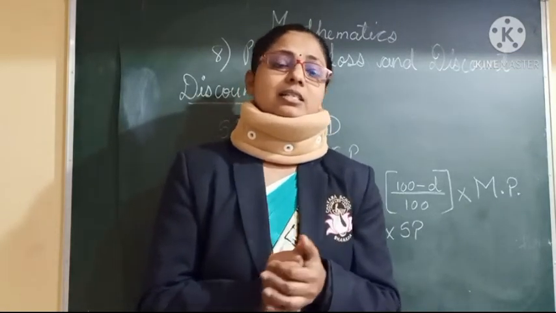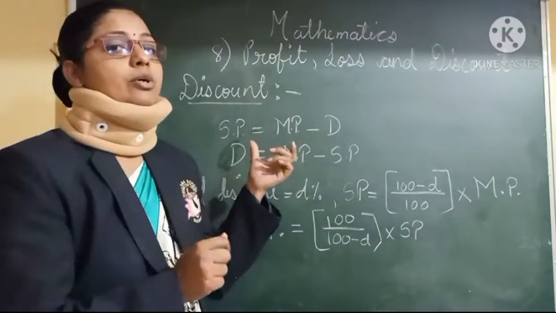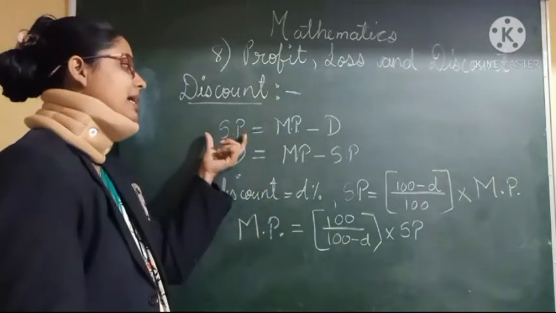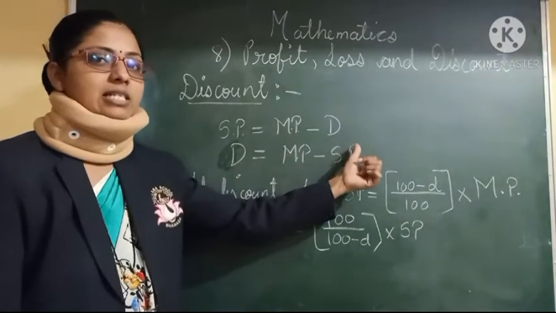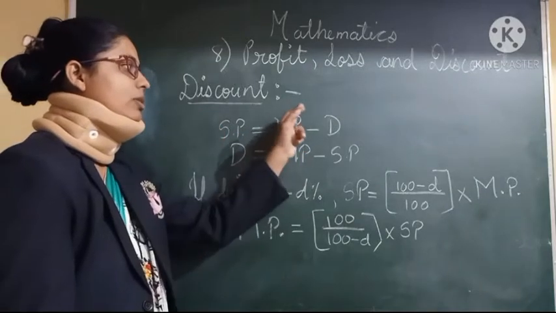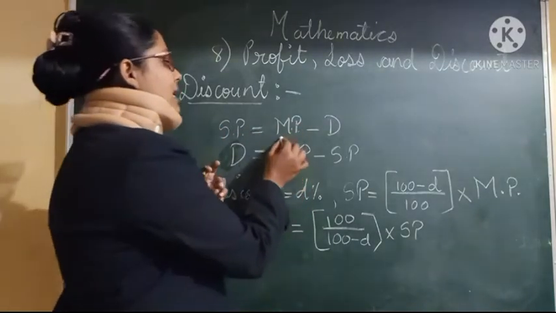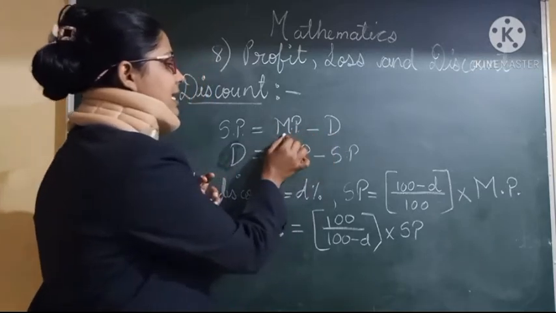Then this discount is further calculated in this way. We should know the selling price equals mark price minus discount. Definitely we know we get the discount on the mark price. So from the mark price, whatever the discount is, the selling price will be less than that.